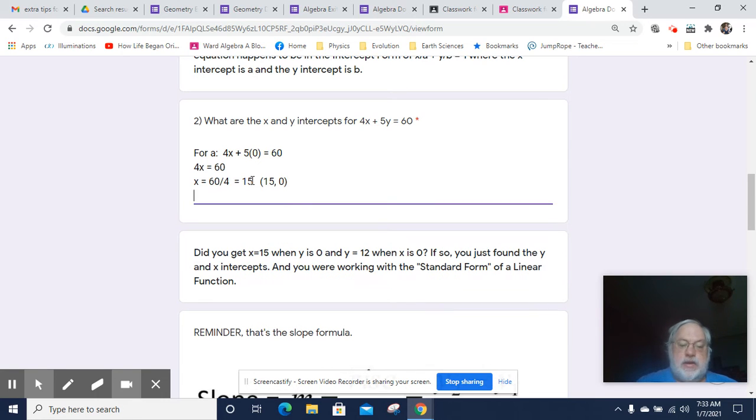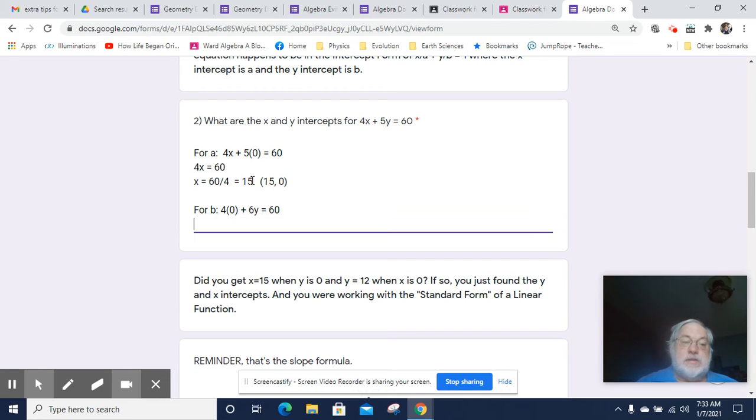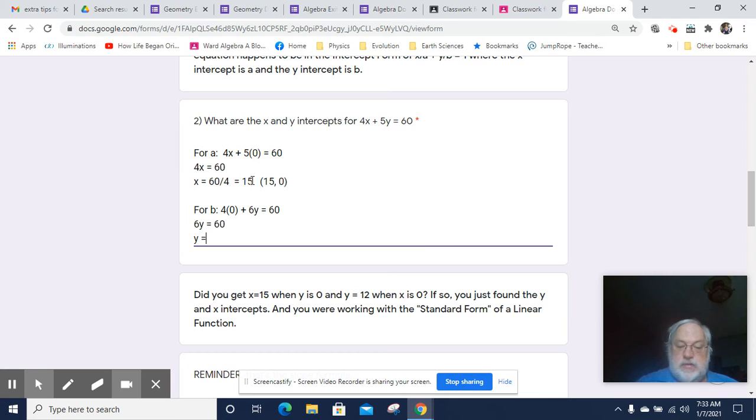All right, now for the y-intercept, which I'm going to say for b, we're going to replace x with 0. So 4 times 0 plus 5y equals 60, and we'll just solve for y. Since x is 0, we don't care about 4 times 0, so we're really just doing 5y equals 60, and so y equals 60 over... what am I doing there? That's a 5, that's not a 6.